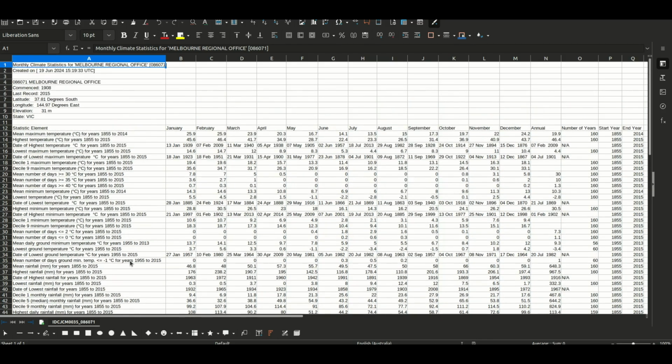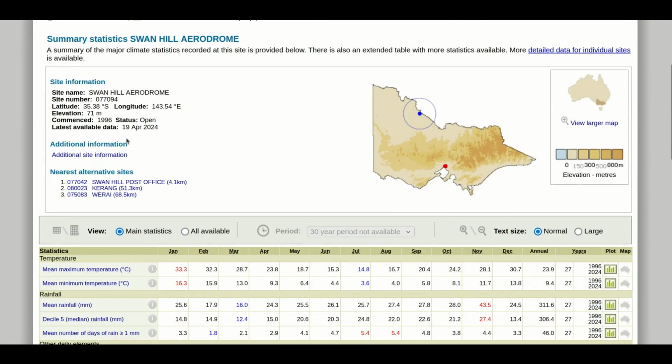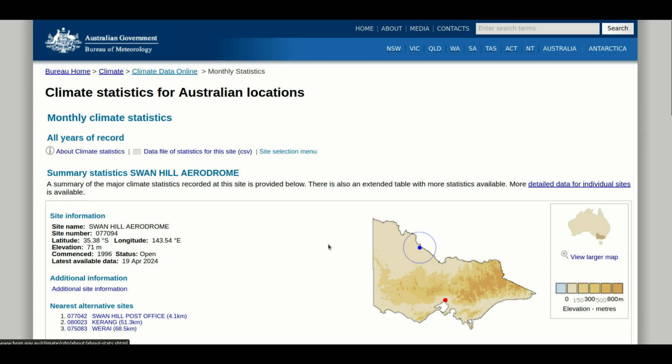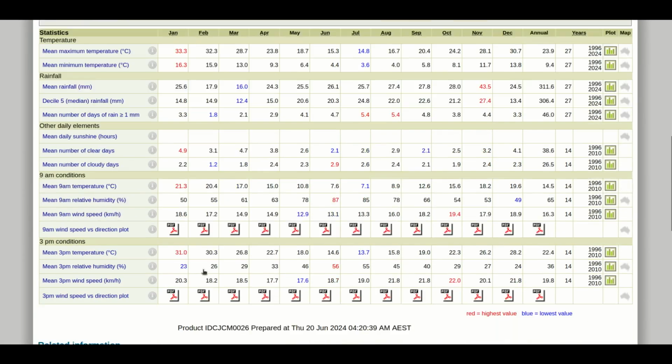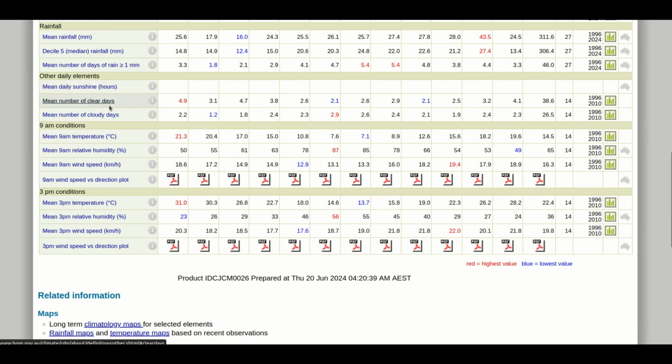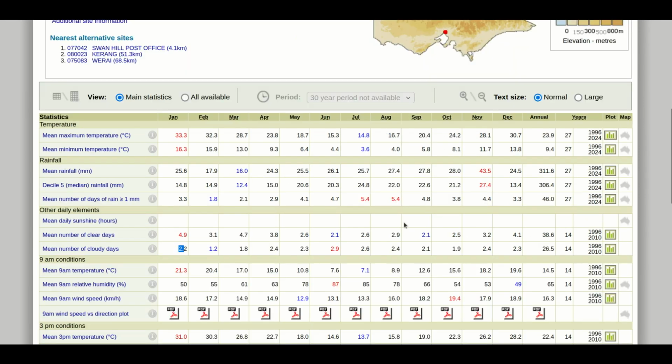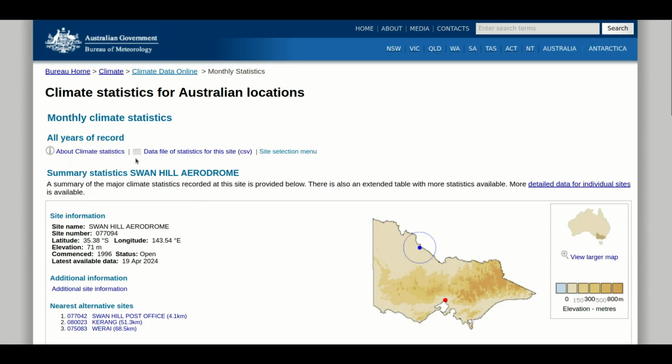So here it is, downloadable too. Had a CSV file. Yes, I've punched in another site. This time it's up here on the Murray River, and there it is again. The mean number of clear days and cloudy days. Doesn't have sunshine. What's going on? All right, let's go and choose another site.